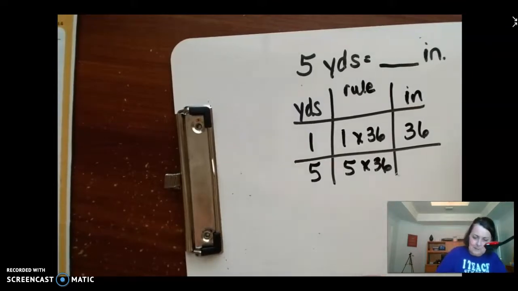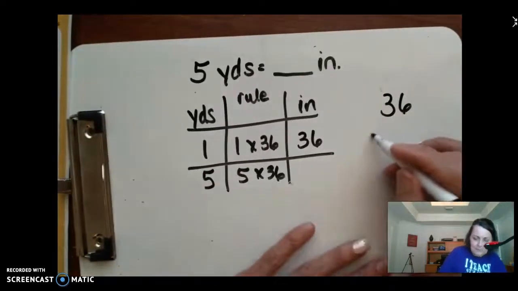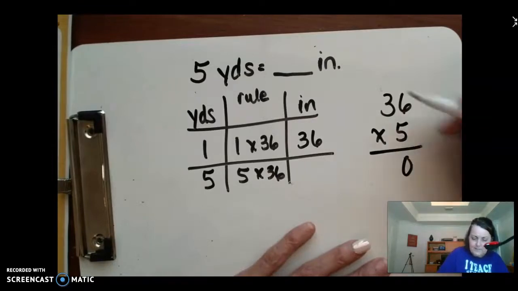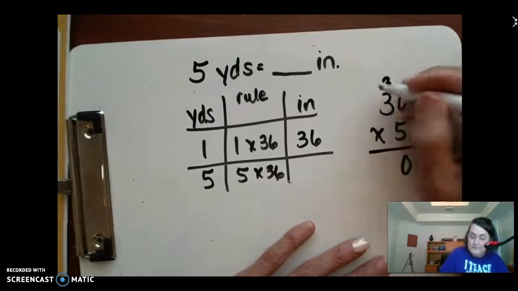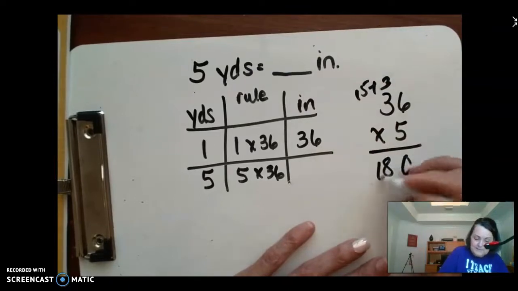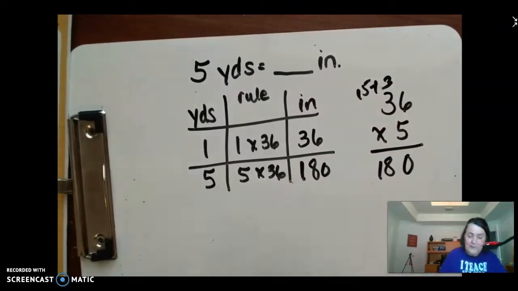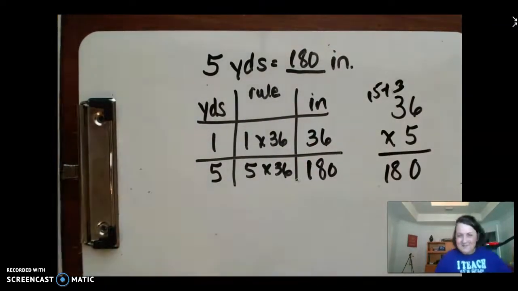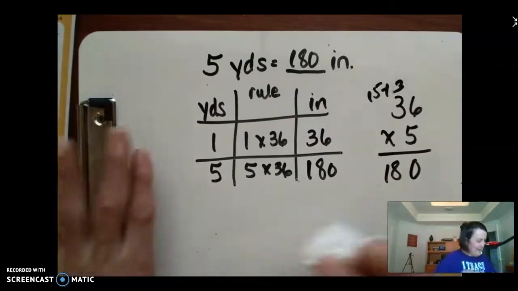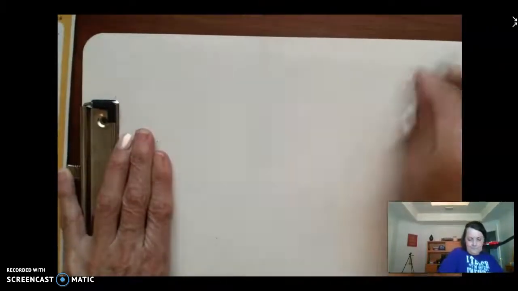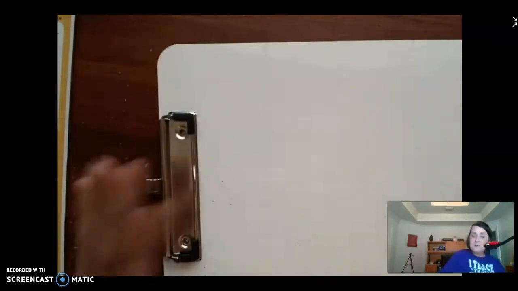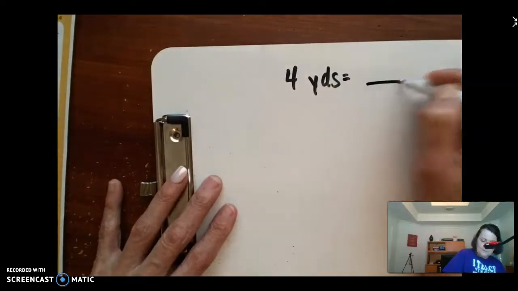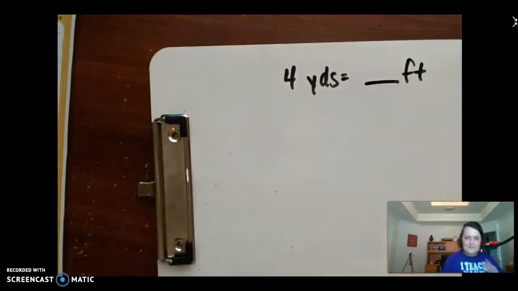All right. I'm going to go ahead and right here use the standard algorithm. 5 times 6 is 30. Regroup. 5 times 3 is 15. Plus 3 is 18. So we have a total of 180 inches. So now we know that 5 yards is equivalent to how many inches, boys and girls? 180. Okay. Now, next one is 4 yards equals feet. 4 yards equals feet. And let's abbreviate.